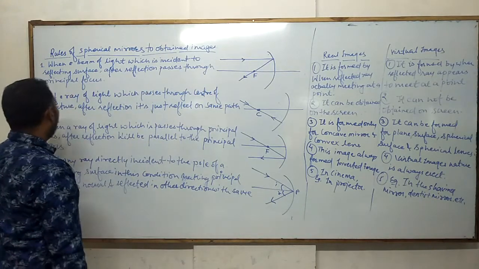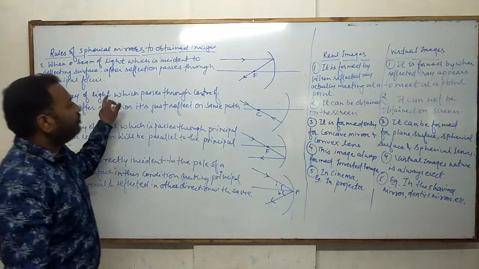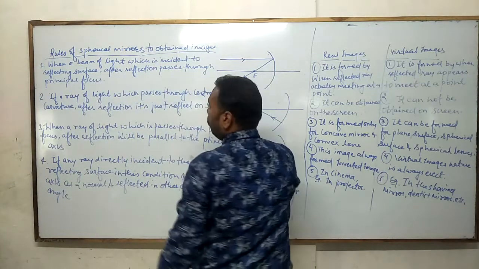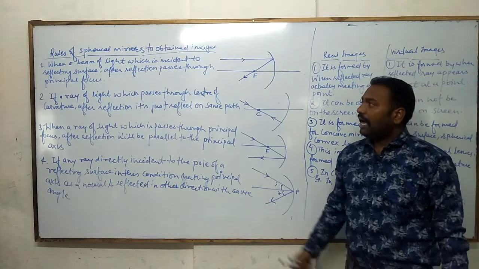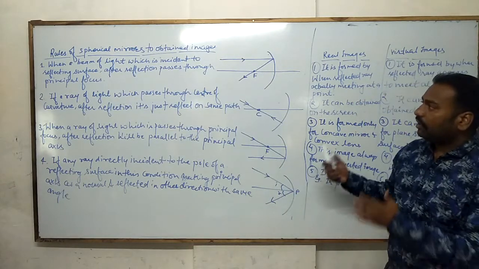Okay, so this is rule number one. The second is, if a ray of light which passes through a center of curvature, after reflection, it is reflected on the same path.